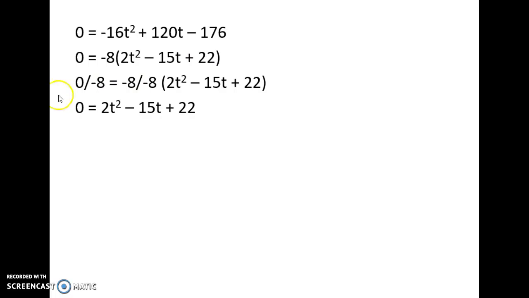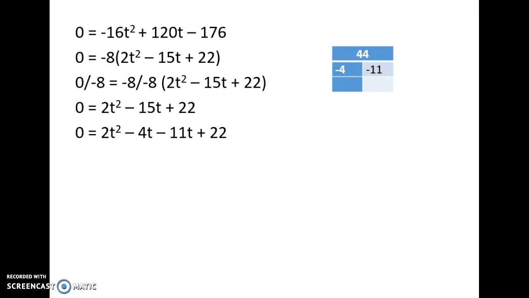A is 2, C is 22, so 2 times 22 is 44. So I have my little chart here, and I want two things that multiply together to be 44 and add together to be -15. And you can see that -4 and -11 work. So that means I'm going to rewrite this as 2t squared minus 4t minus 11t plus 22. And now I'm ready to group.